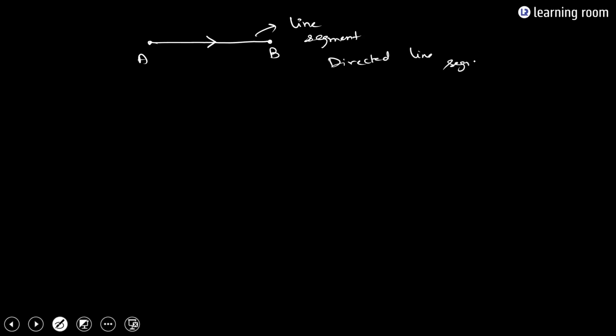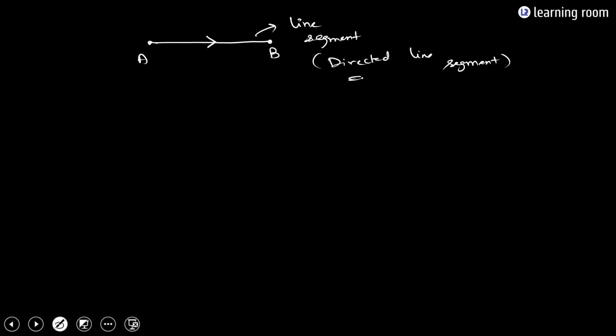Now, if I have 2 points A and B, and I drew a line between them, then it's called as a line segment. And to this line segment, if I give a direction, then it can be called as a directed line segment. So basically, a directed line segment is what is called as a vector. This is how it is represented.